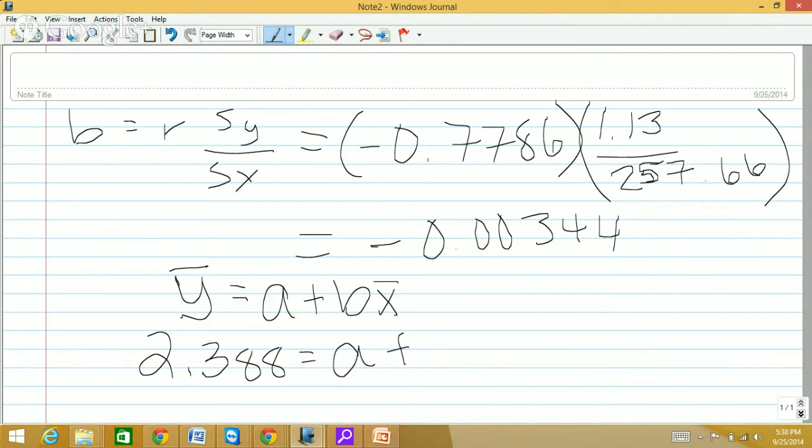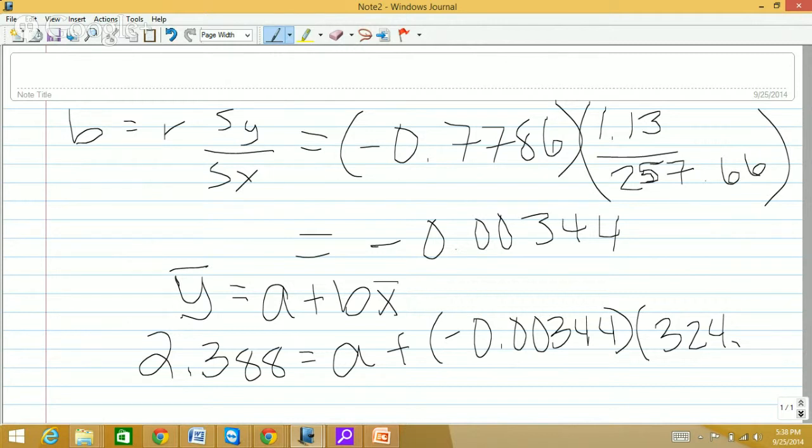B, we found that. So that's going to be your negative 0.00344. And they also gave us our X bar, which was 324.8. Okay, and when we come up with that, we get that A equals, because of course I have to solve this algebraically, but we all know how to do that hopefully at this point. So I'm not going to spend time in this lesson doing that. We get that A is 3.55 kilograms.